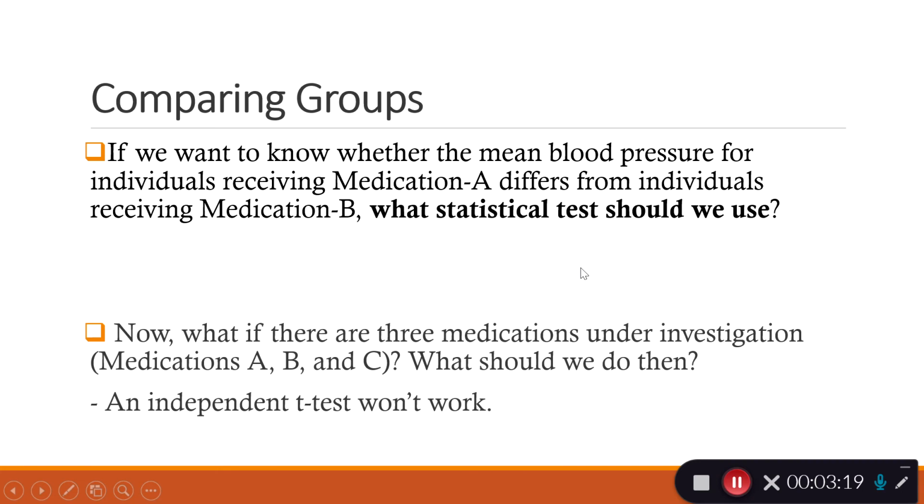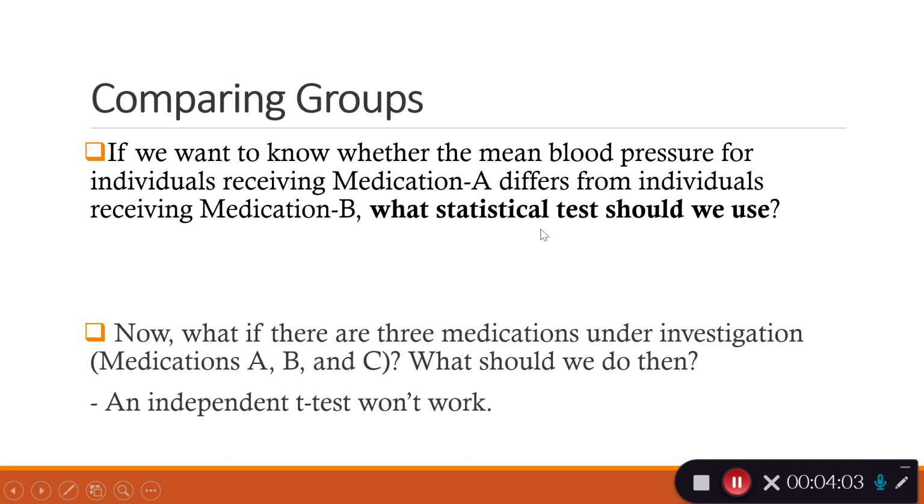Okay. So you can pause this video and read these two quick notes. So here, if we want to know whether the mean blood pressure for individuals receiving medication A is different from individuals receiving medication B, we only have two groups here and we're comparing the mean blood pressure. So for the first bullet point, the independent t-test is what we want to use, right? But for the second bullet point, what if there are three medications under investigation, medications A, B, C? Do you think the independent samples t-test will work? The answer is no. We would use ANOVA for the second bullet point.